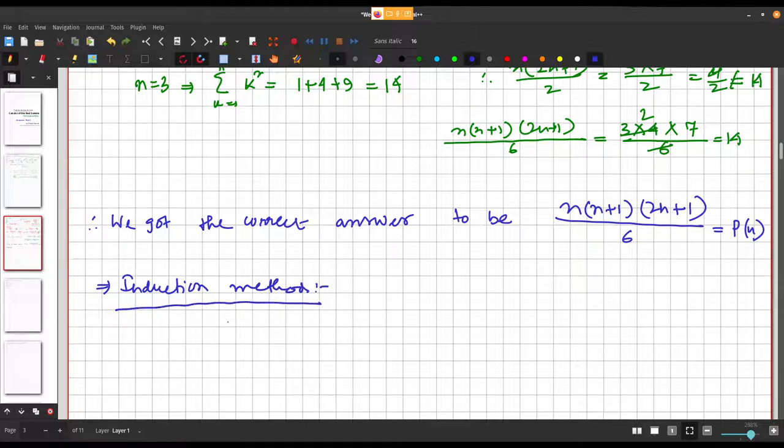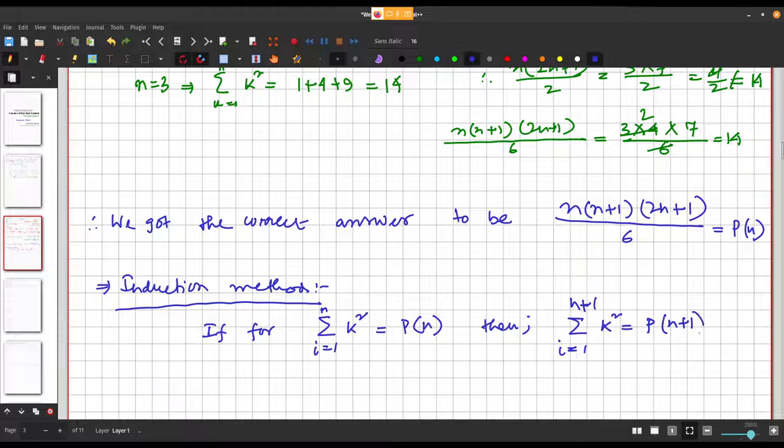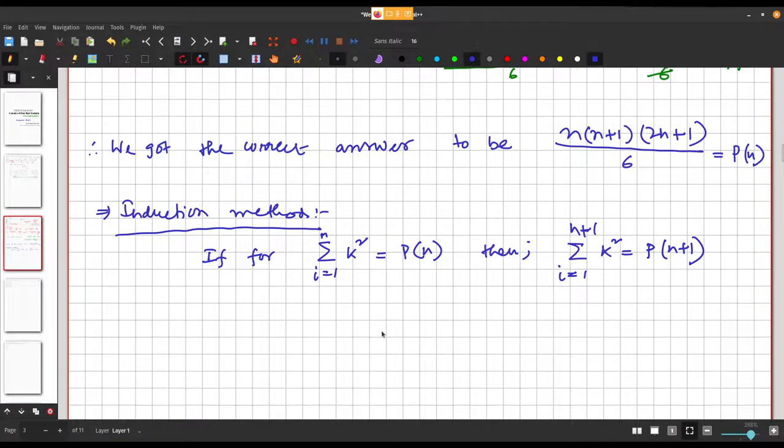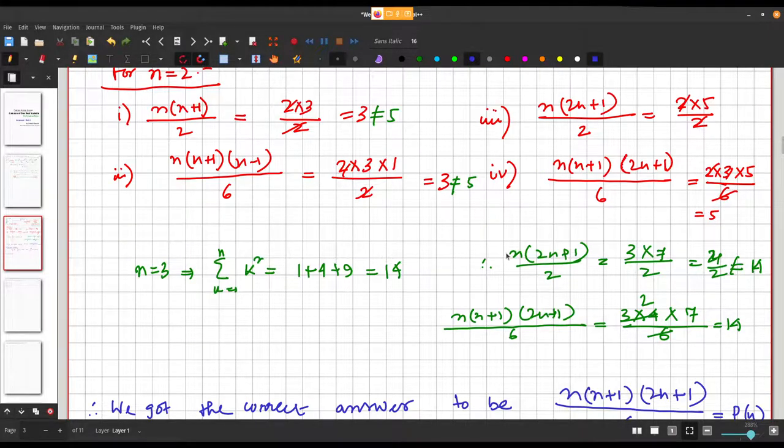which assumes that if the summation of k squared from 1 to n is given by P(n), then if we add another term so that the summation goes from 1 to n+1, this will be given by P(n+1). So that is basically the induction method, how we prove it. And we can check it for small values of n, 1, 2, 3, which we have already done when we were eliminating all the options.